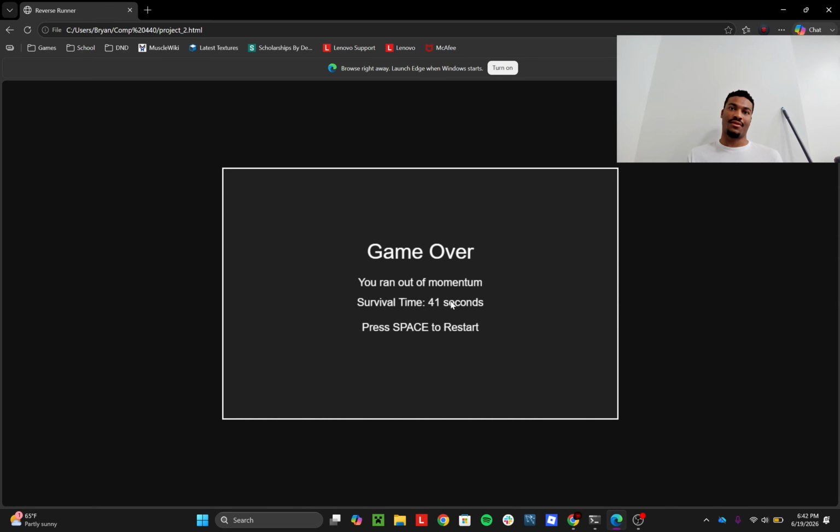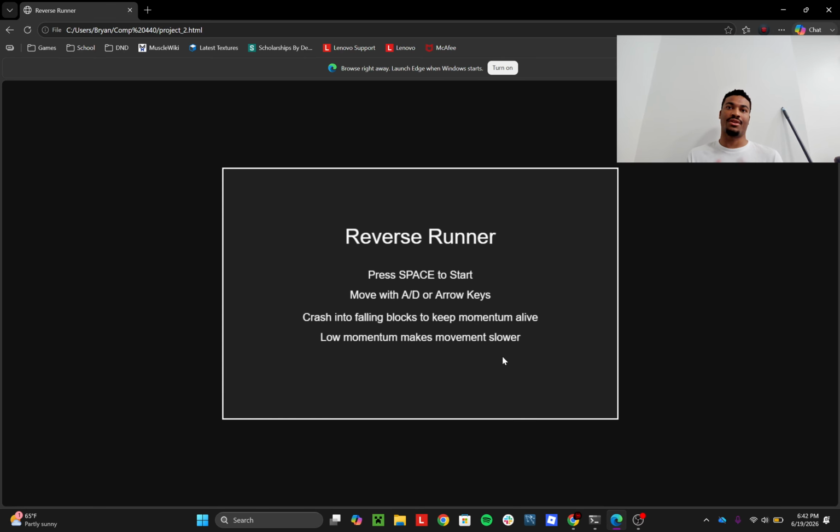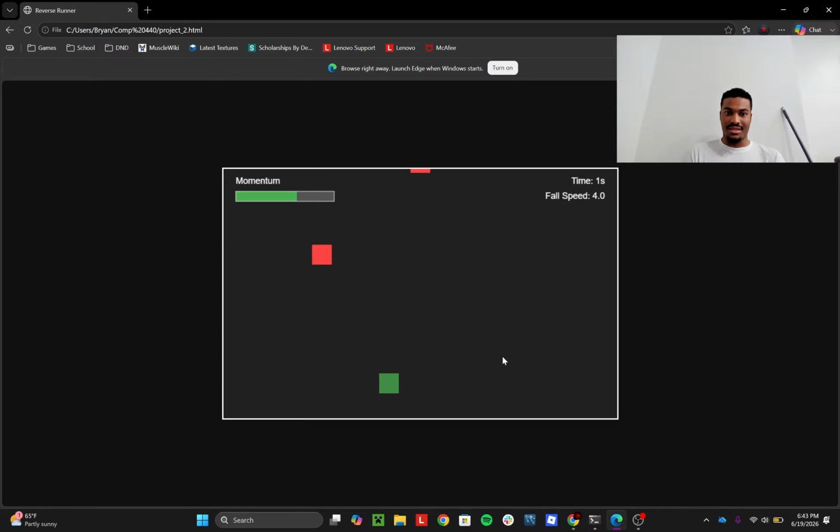Now, of course, this is the start screen, and as you can see, the player can start by pressing space. The instructions explain that the player moves with A and D or the arrow keys and must crash into the falling blocks to maintain momentum. You can see the green square is the player and the red blocks fall from the top of the screen, and by moving left to right, I can move horizontally to intercept the blocks.